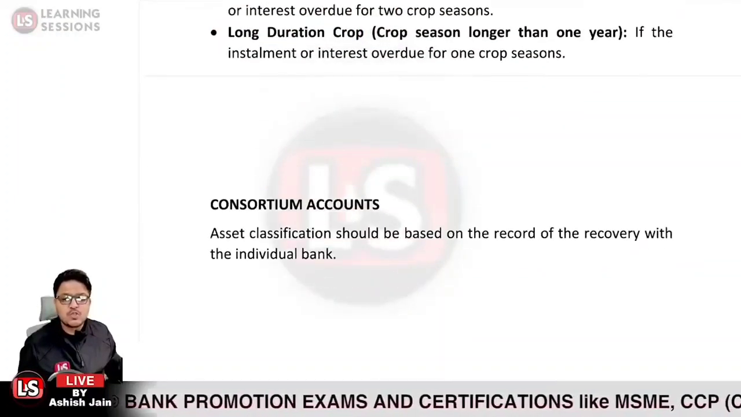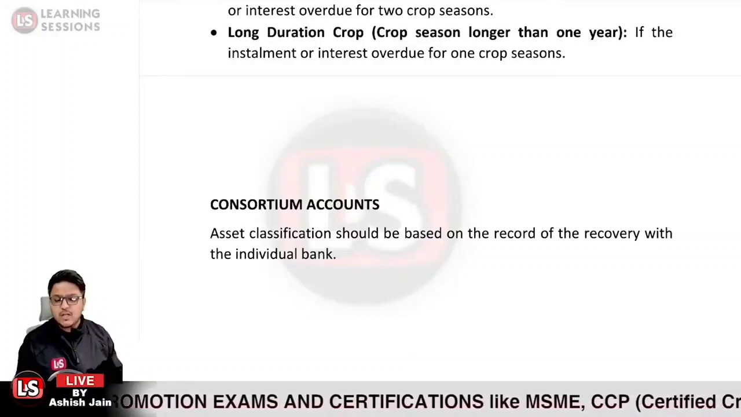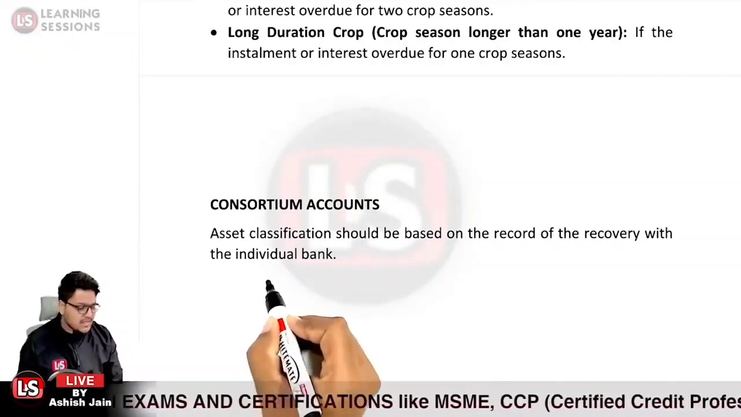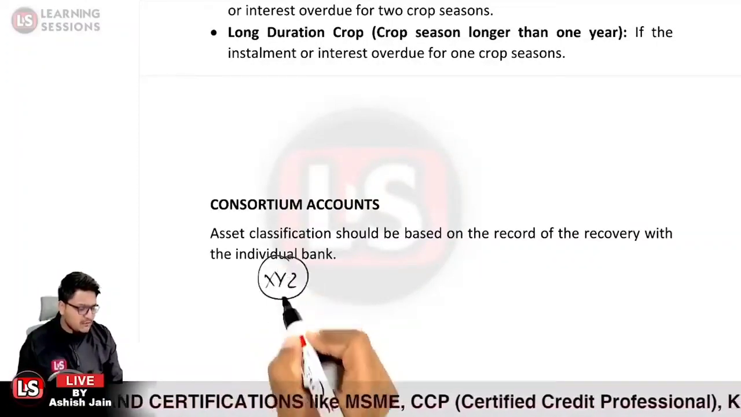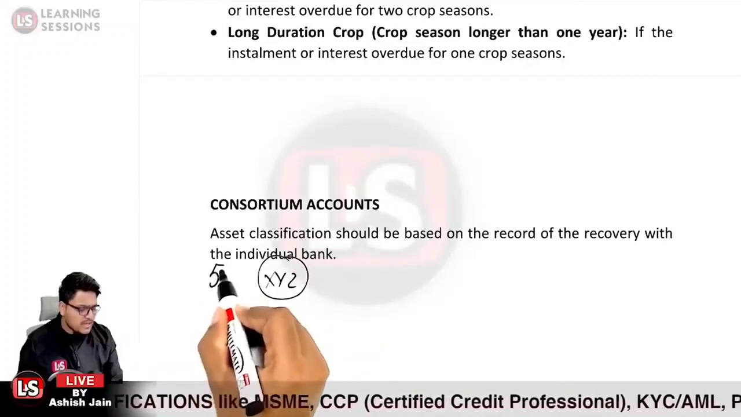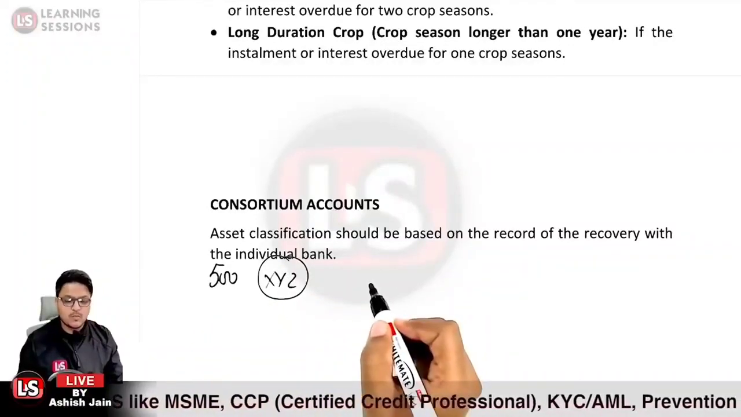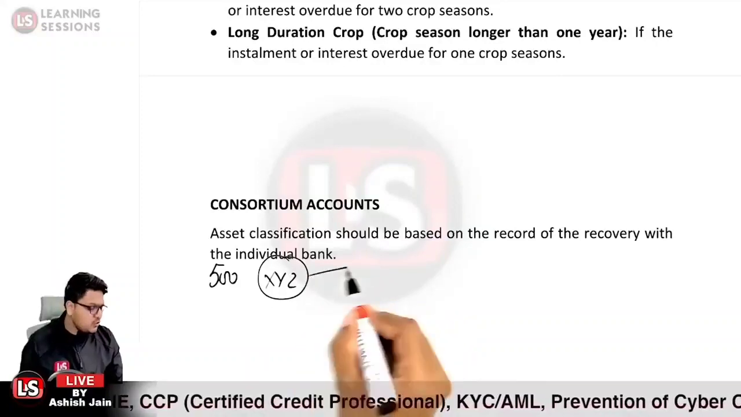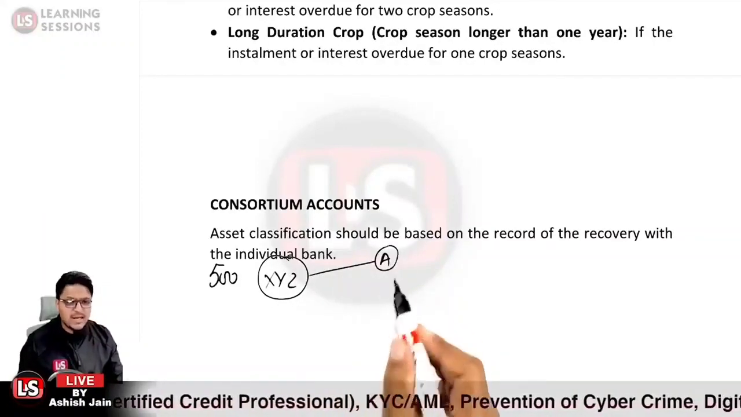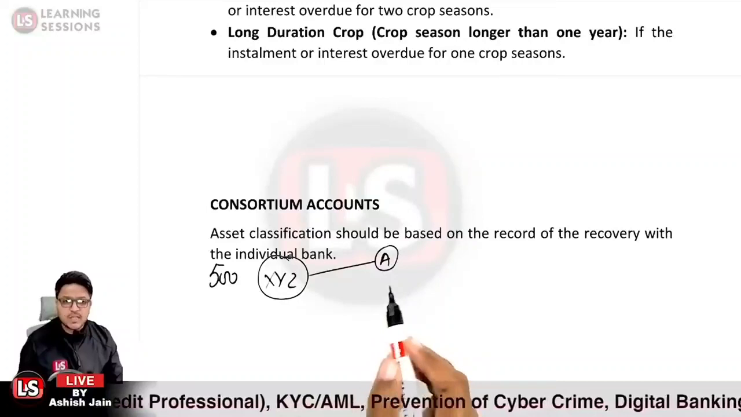Further, it is related to consortium accounts. Now, what is the case related to consortium accounts? Let us take the case that XYZ is a corporate, and they require a loan of rupees 500 crore. They went to bank A, but bank A hesitated, saying that they cannot have that much exposure.